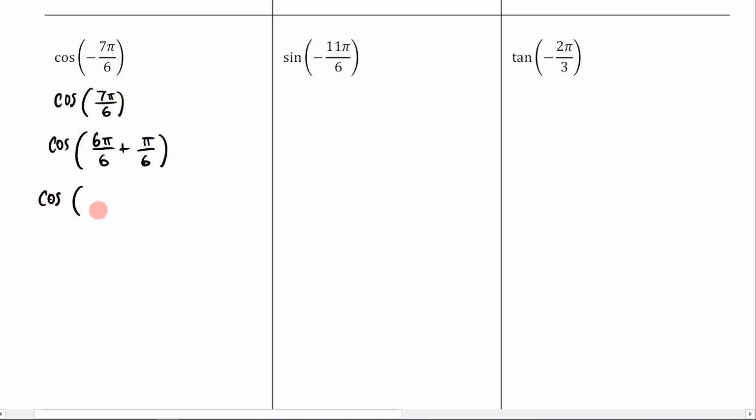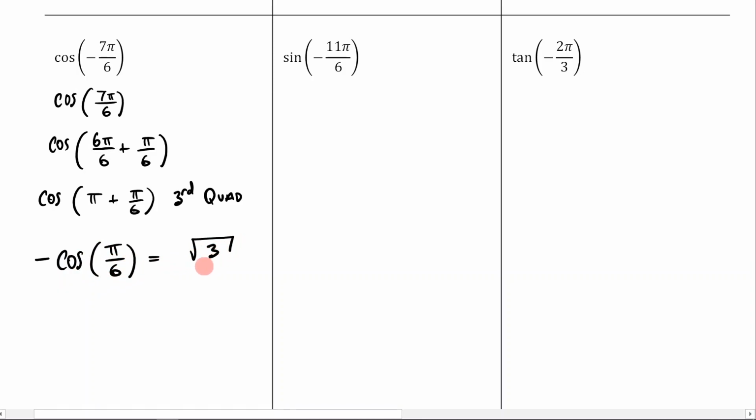This is simply going to be pi plus pi on 6, which means it's going to be in my third quadrant. Cos is negative in my third quadrant, right? So it's going to be negative cos of pi on 6. Cos of pi on 6 is going to be the square root of 3 on 2. And because it's negative, my answer is negative. So that's how we would approach it. Let me highlight my answer there and then go on to the next one.